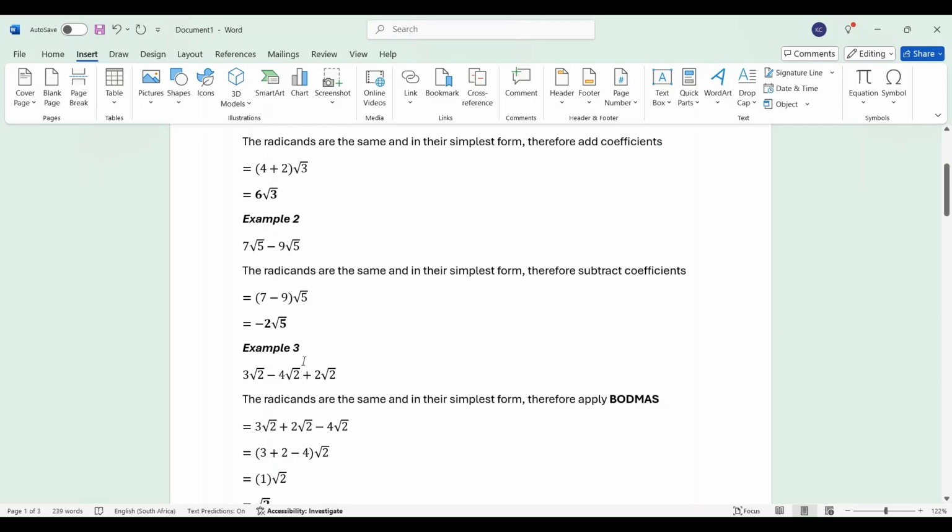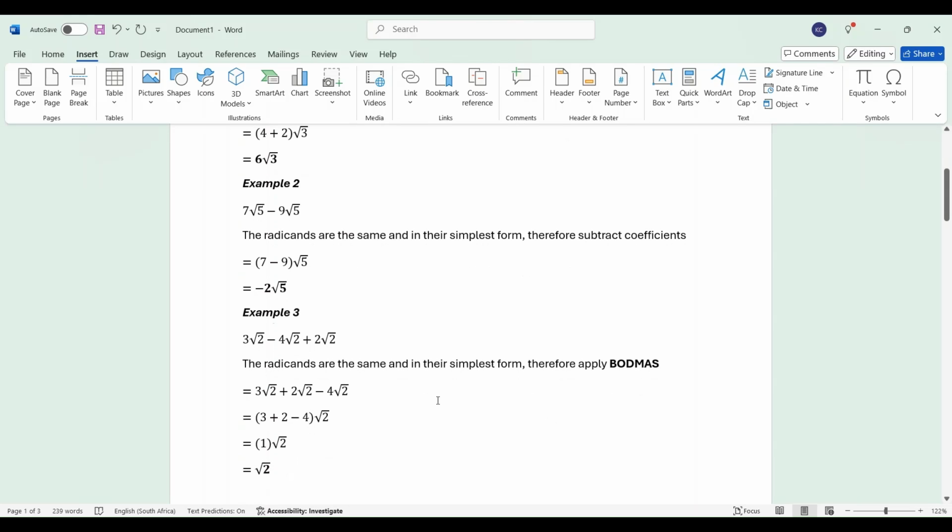We've got our example 3, which is 3 root 2 minus 4 root 2 plus 2 root 2. And in this case, again, the radicals are the same and in their simplest form. So we go straight to applying BODMAS. From there, we simplify the coefficients. We are having 3 plus 2 minus 4, which gives us a 1. So simplifying the coefficients, we are going to have a 1 multiplied by the surd part, which is root 2, which gives us a root 2.